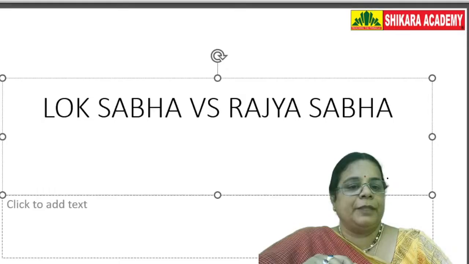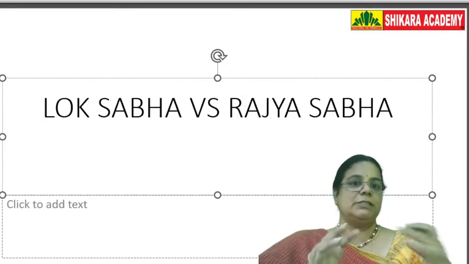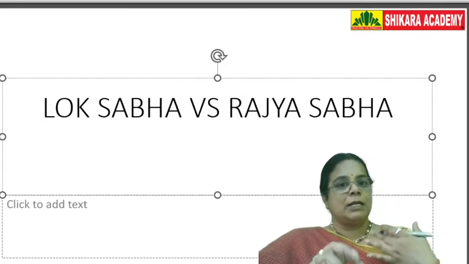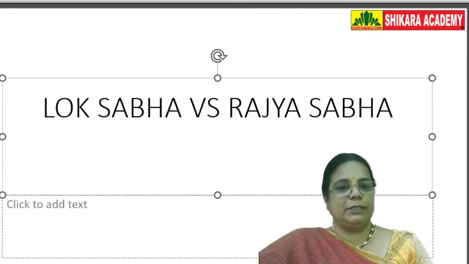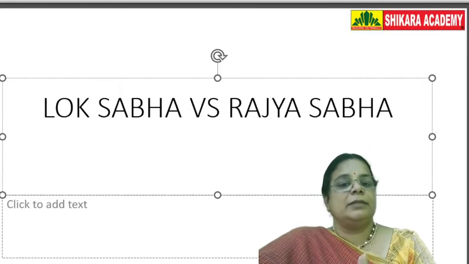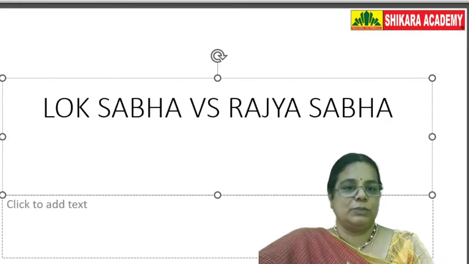Each term will have a tenure of 5 years. Okay, and remember, it is dissolved. When it completes its tenure, it is automatically dissolved. Otherwise, if the executive does not have the majority, the government of the day does not have the majority, no alternative available, it can be dissolved. So these are the most important points with regard to Rajya Sabha and Lok Sabha.